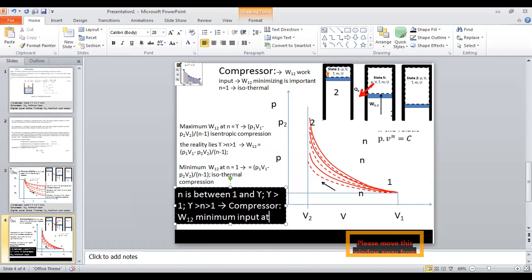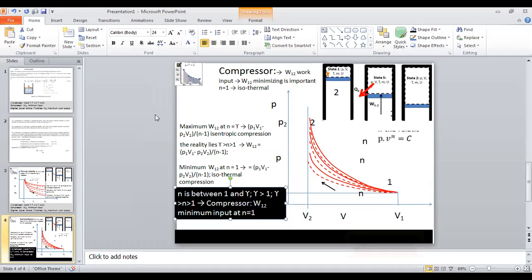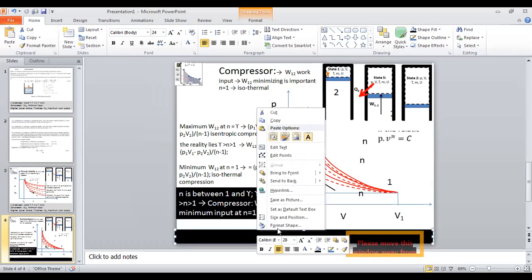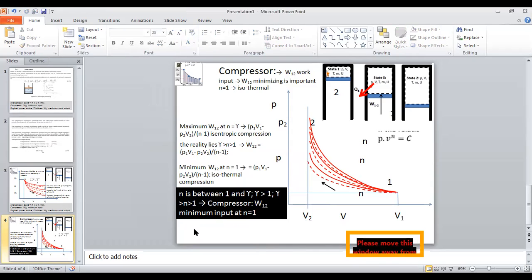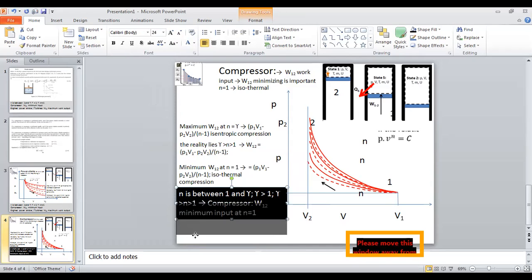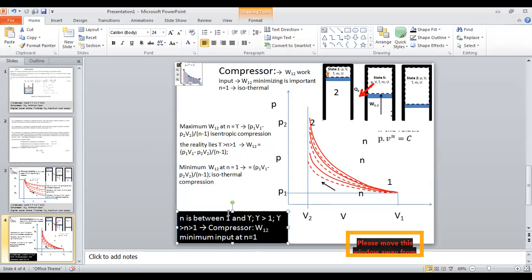At n equals 1. That is very important. At n equals 1. Anything more than 1. So engines, I take this out, because this is related to the compression process.